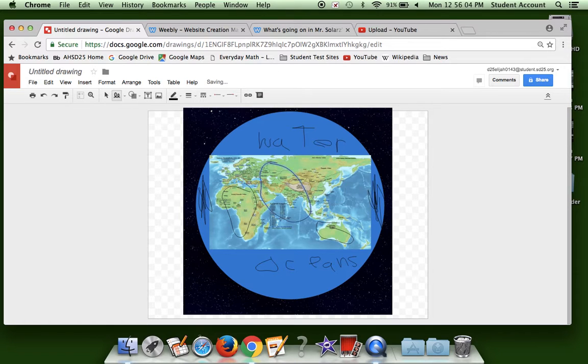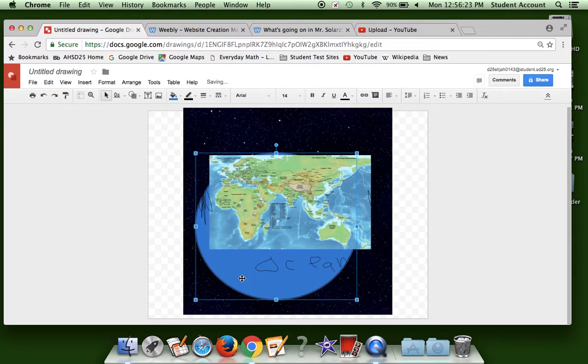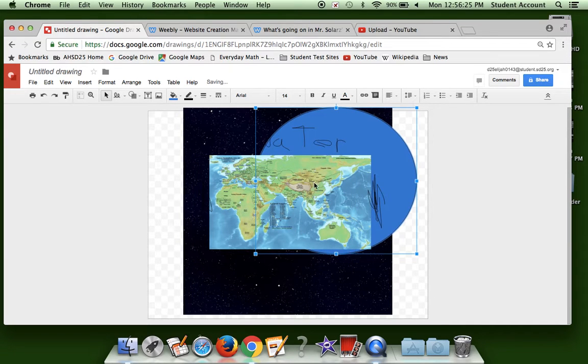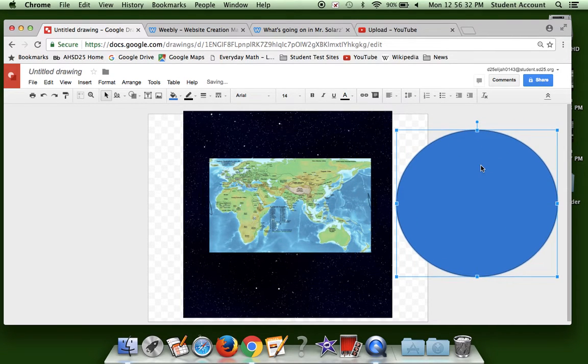And so basically, I have over basically what Earth is. This Earth right here is actually not what Earth would look like. It would look somewhat like this. This is what Earth's shape would look like. I'll drag it over to here. It's not a perfect circle.